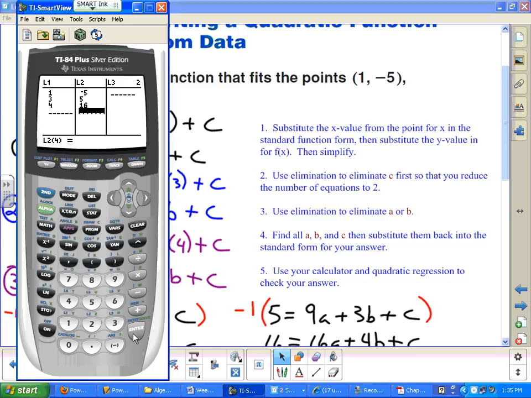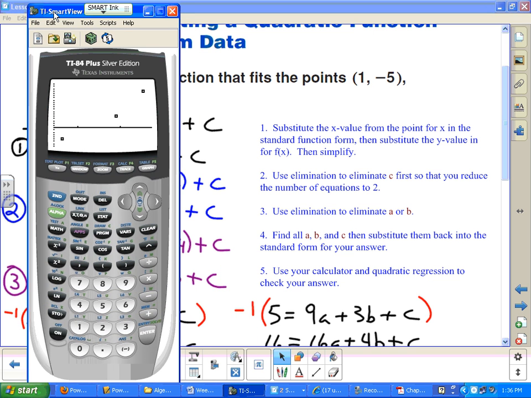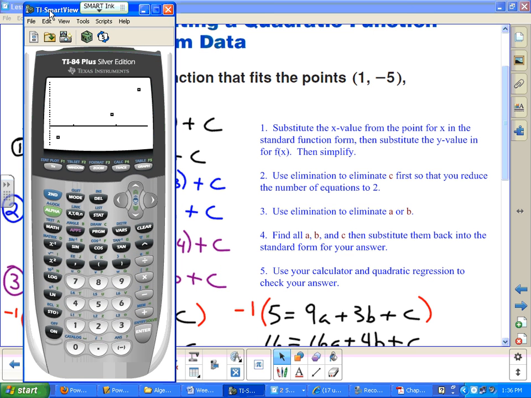Everybody remember how to make a scatter plot so you can see them on our graph? You should already have a scatter plot on, so if you go to your y equals, make sure everything's clear there, and then turn the plot on. So I just go up, hit enter, and there's my plot. Then hit zoom 9, and it should plot those 3 points. 1, -5, 3, 5, and 4, 16. Okay.